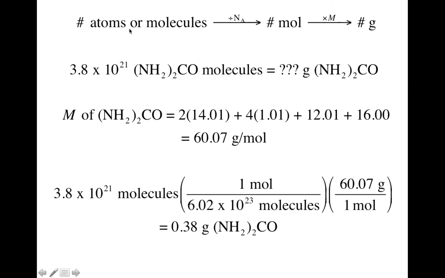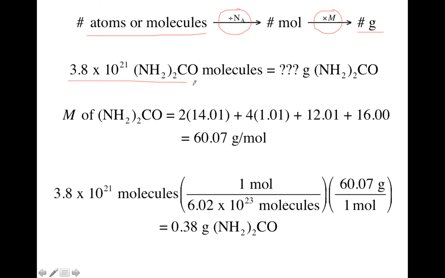Now let's go backwards. If you start with the number of atoms or molecules of a substance and you want the number of grams, it's going to be a two-step process again, but we're first going to divide by Avogadro's number to get to moles, and to go from moles to grams, we will multiply by the molar mass.